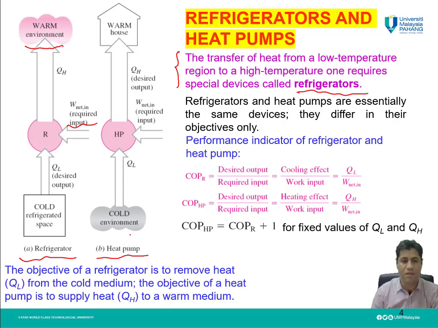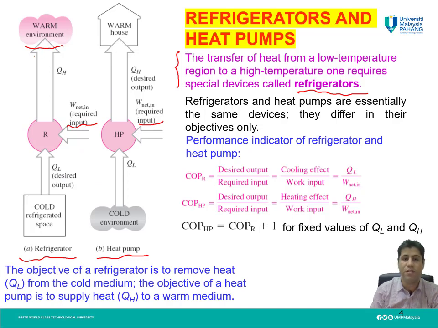Heat pump, as you can see, the direction of the heat transfer is the same as the refrigerator. Here also we are interested to transfer heat from a cold environment to a warm environment, which can be the space inside the house. So again, we need W net in. We need to use work to transfer heat from the cold environment to the warm environment, which can be a warm house. As you can see here, the principle is the same, only the purpose is different.